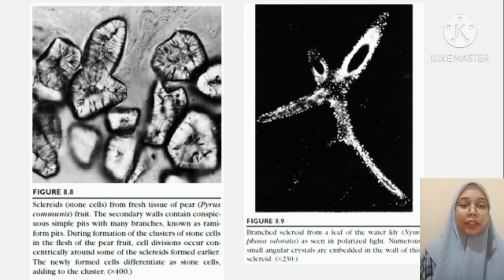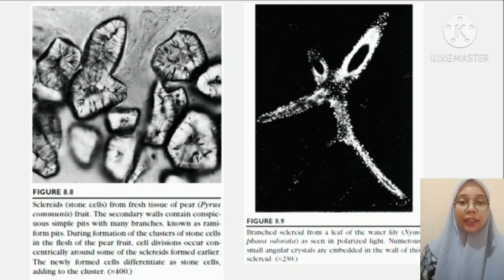The most commonly recognized categories of sclereids are, first, brachysclereids or stone cells, roughly isodiametric or somewhat elongated cells, widely distributed in the cortex, phloem, and pith of stems, and in the flesh of fruits.